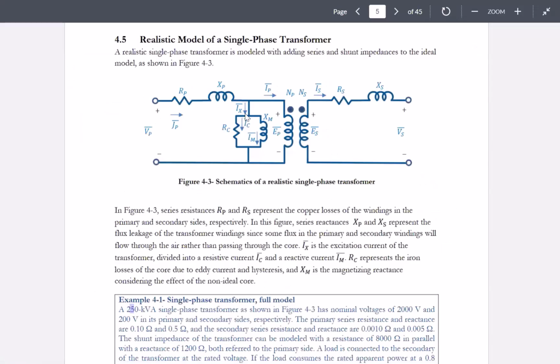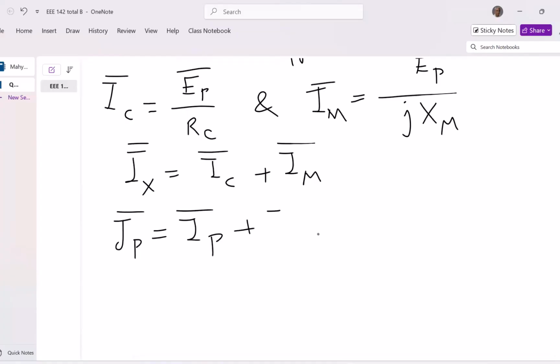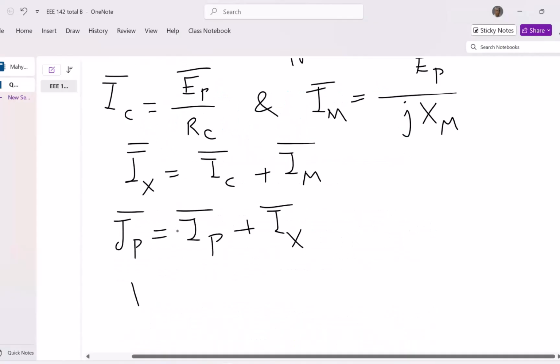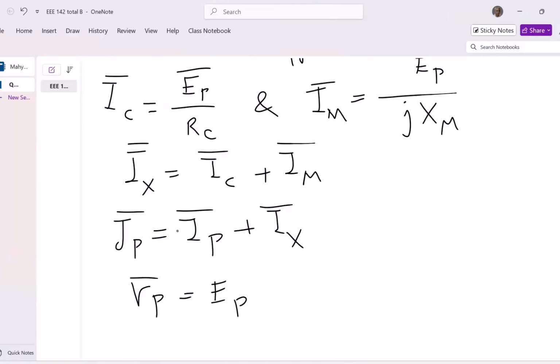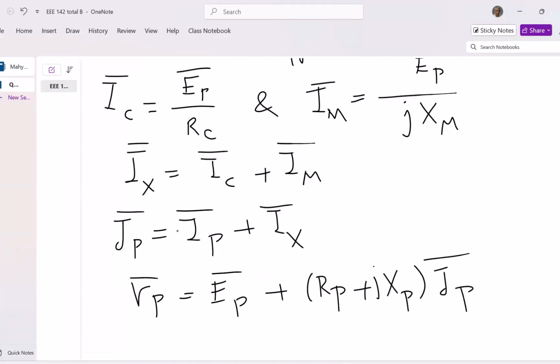You can find IX. Once you find IX, then through KCL, you can find JP. Your JP would be IX plus IP. So therefore, your JP would be your IP plus IX. And then it should give you the knowledge of this voltage drop, which can give you VP through the KVL that you can write here in this loop. So therefore, your VP would be found from EP plus RP plus JXP times JP. So this can give us all the information that we need in the problem.